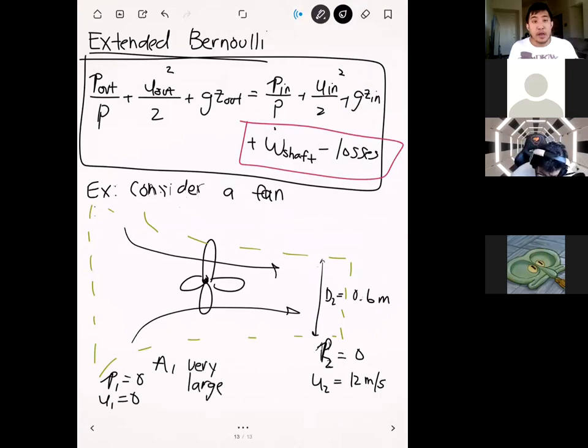And then our upstream value for the fan is going to be somewhere kind of far away from the fan. So far away from the fan, our velocity is going to be 0, our pressure is going to be 0, and our A in is going to be very, very large. What we also know is that W dot shaft is going to be equal to 0.4 kilowatts.